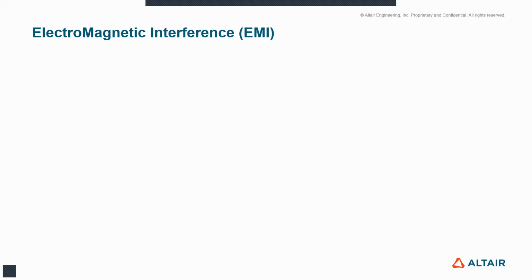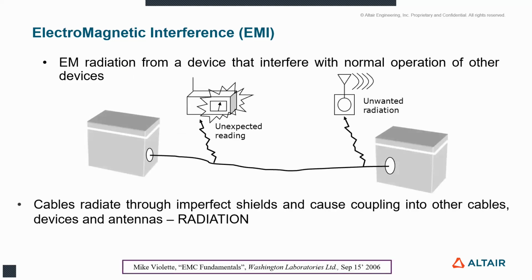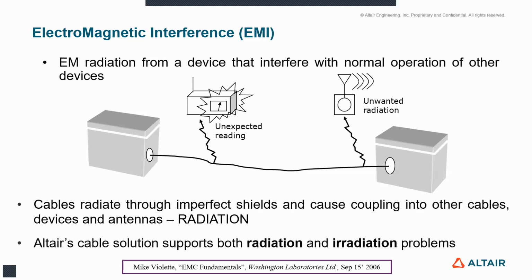Next is the concept of electromagnetic interference. This can be explained as the electromagnetic radiation from a device interfering with the normal operation of the device or devices. Once again, taking the example of cables, if those cables do not have enough shielding, they can radiate and couple into other cables or devices. Here we are using the example of a cable, but the same principle applies to PCB traces or bus bars in a battery pack and so on. The cable analysis solution in Feko is applicable for both the radiation as well as the irradiation scenarios. Of course, one can use that for the combined scenarios, taking a radiation scenario, taking irradiation into account.